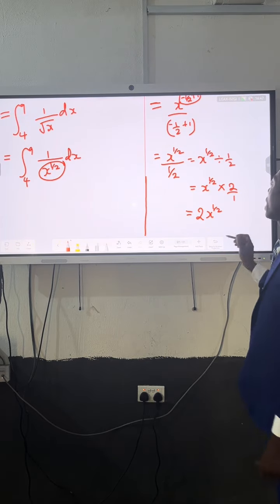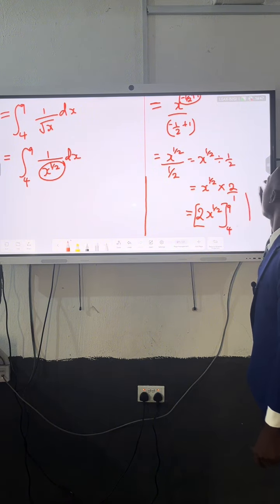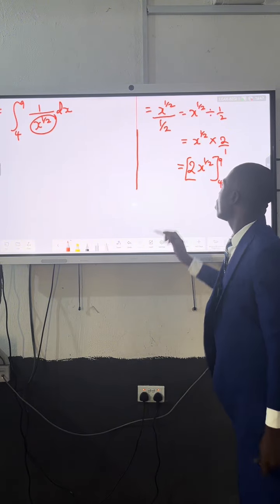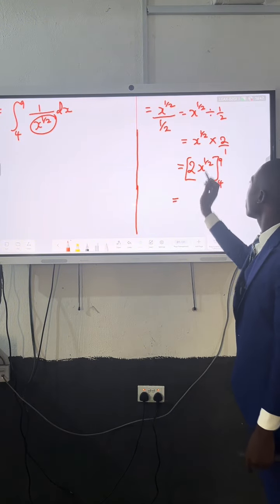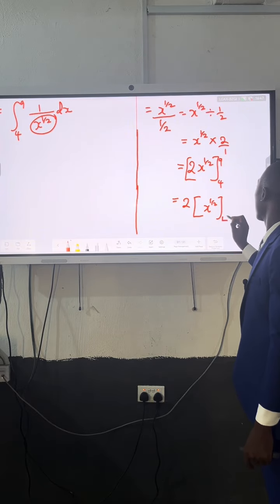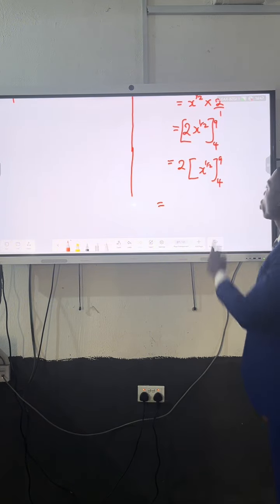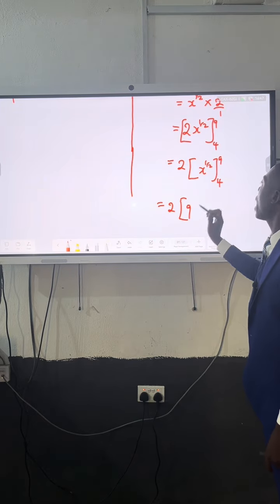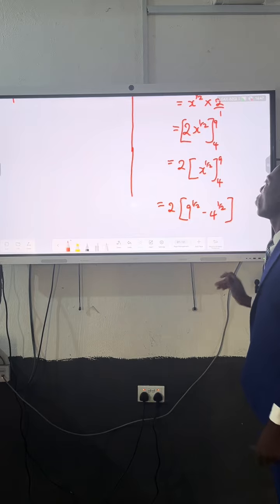So you can now bring the limit back. You can now put the limit from 4 to 9. If you want, you can take the 2 out first and then finish up with what you have here. You have 2 and then x to the power of half from 4 to 9. Put the upper limit and then whatever you get, you subtract what you get from putting the lower limit. So we have 2 inside, this will be 9 raised to the power of 1 over 2 minus 4 raised to the power of 1 over 2.